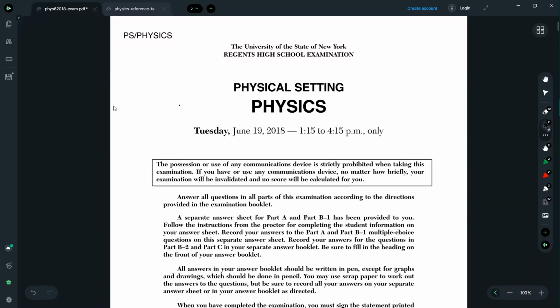All right, physics. Here comes the... Something is already... Can I erase that? Great. I'm gonna go through the Regents question by question, in numerical order.